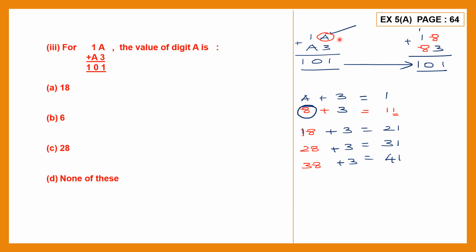But here there is space only to write a 1-digit number. So I can't write 18, 28, 38 because they're all 2-digit numbers. So the only 1-digit number that I can write is 8. So I put 8 there. So in the place of A, I put 8. Here also there is A, I have to put 8. And then we worked it out and we got 101. So the answer is 8. And as you can see, we have 18, we have 6, we have 28, but we don't have 8. That means the answer is option D, none of these.